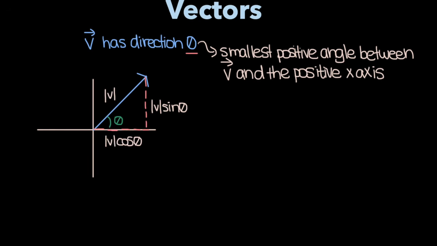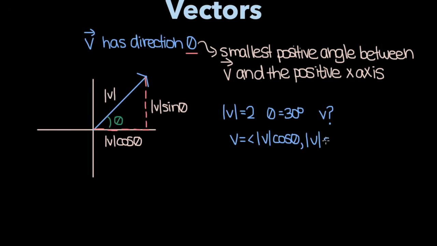So, for example, if vector v has magnitude 2 and the direction 30 degrees, let's find the component form of v. Well, based on this diagram, the component form of v is going to be equal to the magnitude of v cosine theta, which is the horizontal component, comma, the magnitude of v sine theta, which is the vertical component. We're given the magnitude of v, it's 2, and theta is 30 degrees, so this is going to be 2 times cosine of 30, comma, 2 times sine 30.